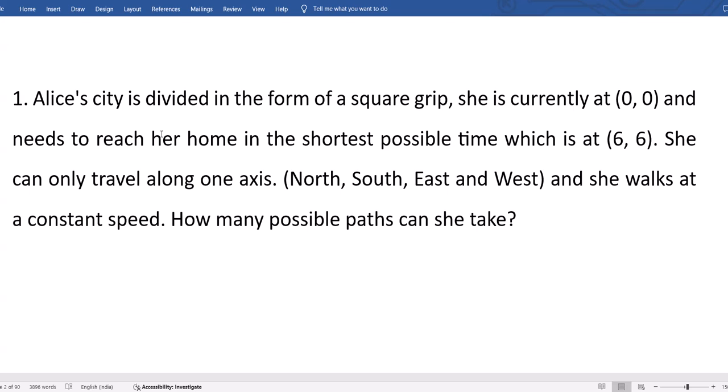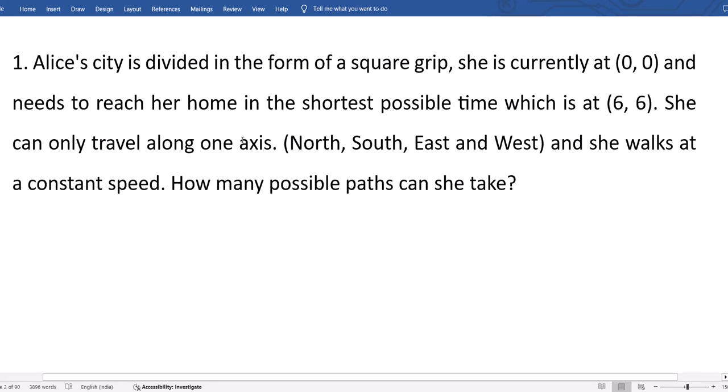She can travel along one axis, either north, south, east or west, and she walks at a constant speed. How many possible paths can she take to reach from 0, 0 to 6, 6 in the shortest path? So why shortest path, sir? See, it's almost like a square figure, a square grid they have given.